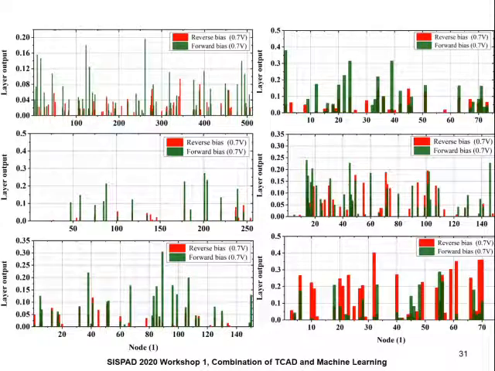This slide just shows the output values of each hidden layer. Two different bias voltages, forward 0.7 volt and reverse minus 0.7 volt, are considered. Actually, it is difficult to find any underlying principles for those output values. They look completely random. However, at the last hidden layer, the reverse bias case usually has larger values than the forward bias one.